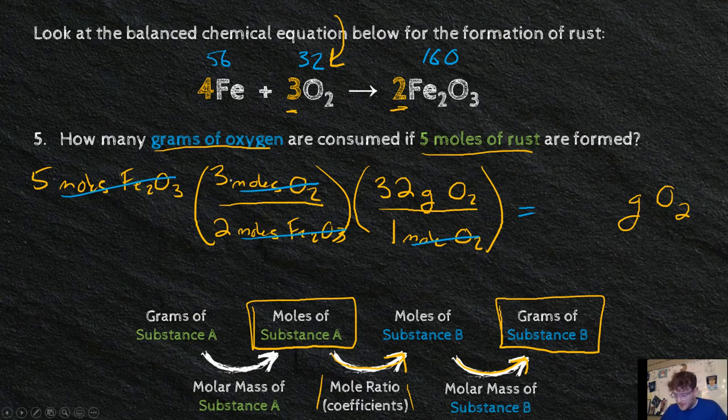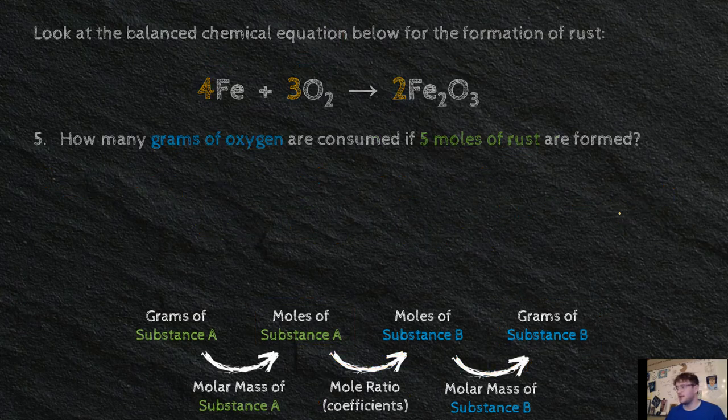So 5 times 3 times 32 divided by 2 is 240. So 240 grams of O2. Okay? And that's it. So you set up your conversions, you cancel out your units, and then you do the math. Bada bing, bada boom, you got your answer. For every 5 moles of rust that are formed, 240 grams of oxygen are consumed. All right, that's number 5.